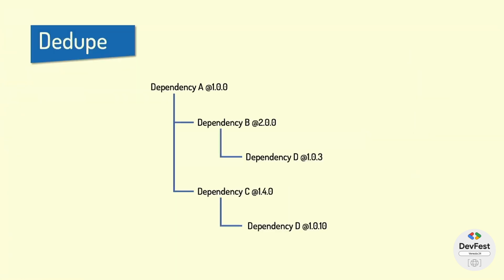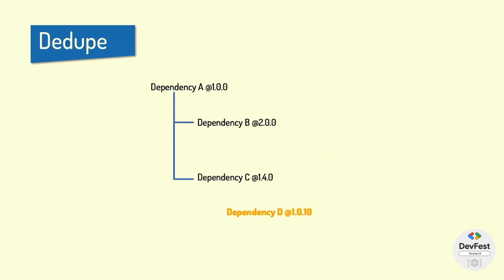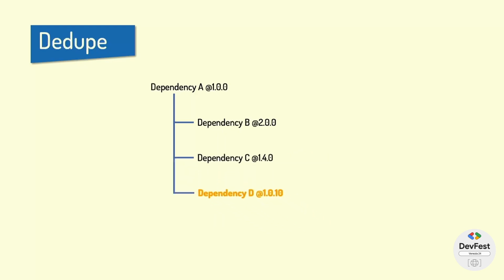So just a small example, I have a quite simple dependency tree with dependency A that has two dependencies, B and C, and they both have a dependency D, just like my use case, with conflicting versions, or not the same version. When you run the dedupe thing, it's going to try to move the dependency upper in the tree, and so fixing this version.